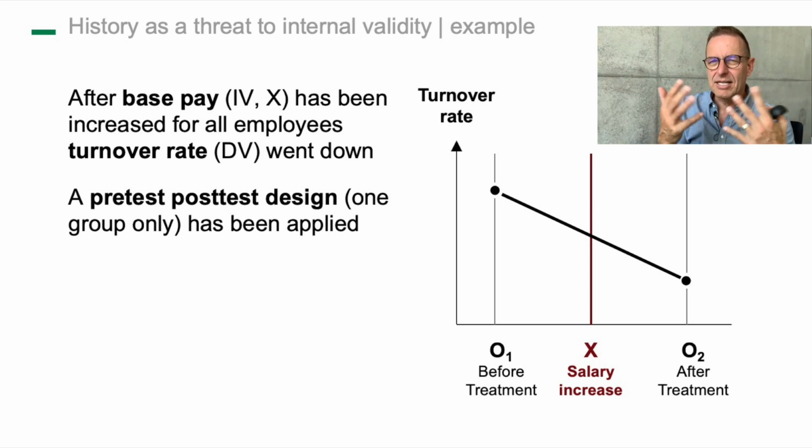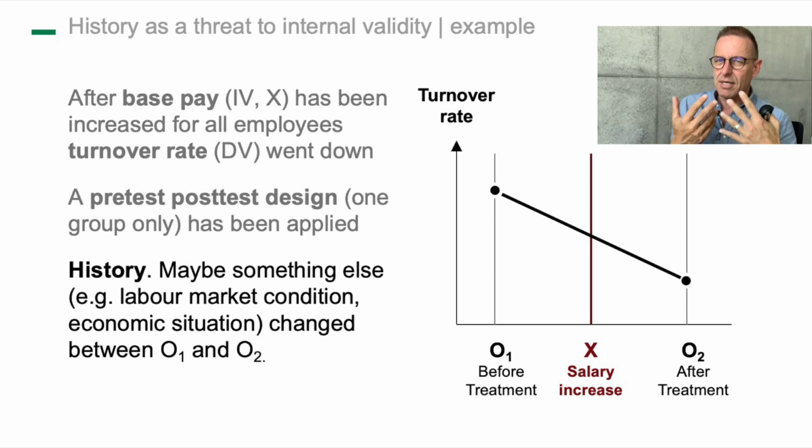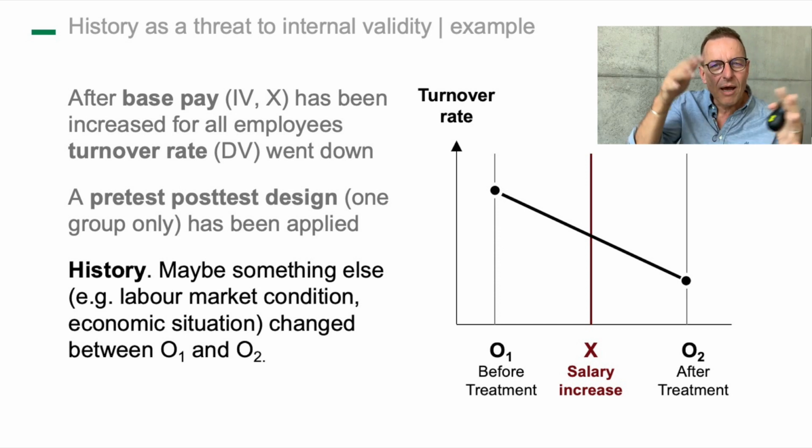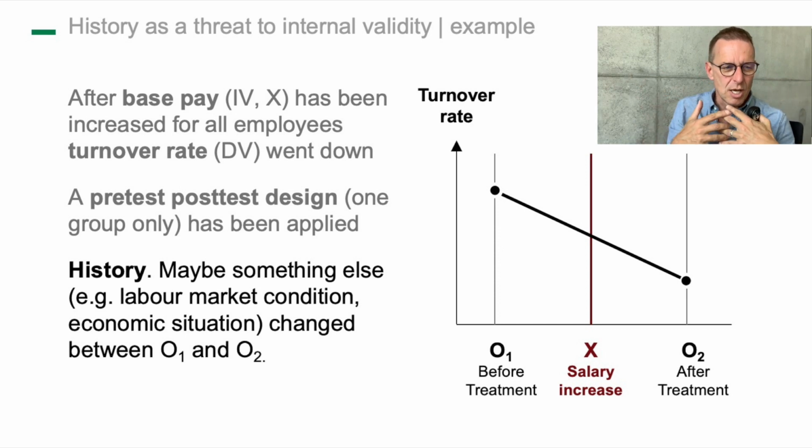Because why? Here comes the threat to internal validity that is named history. History means there might have been something else around the study that was changing. Maybe the labor market conditions changed. Maybe the economic situation did change. We know that in hard economic times, people have a lower tendency to leave, right? So maybe that changed also. So maybe there was a change around the study. So be careful.